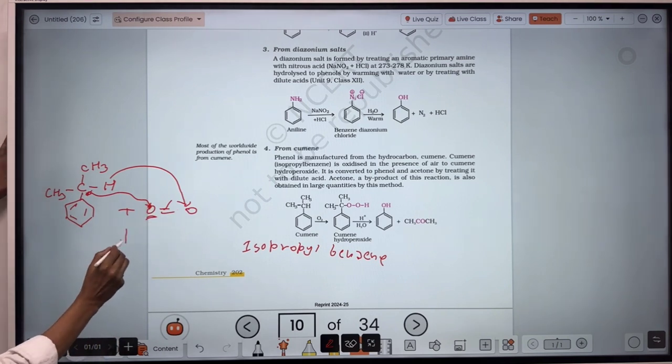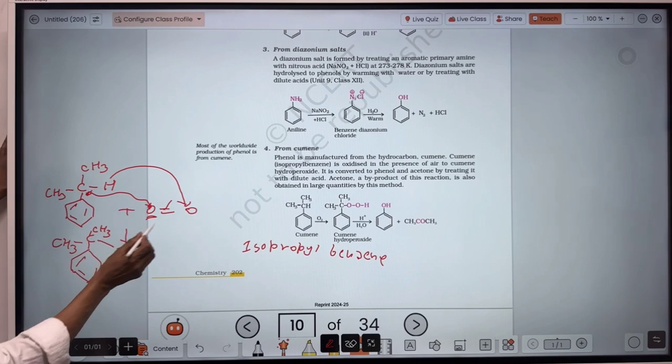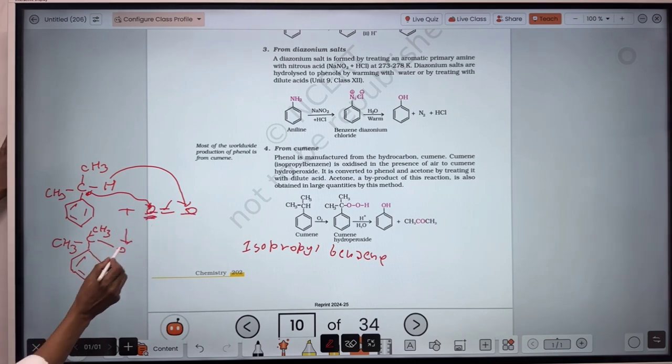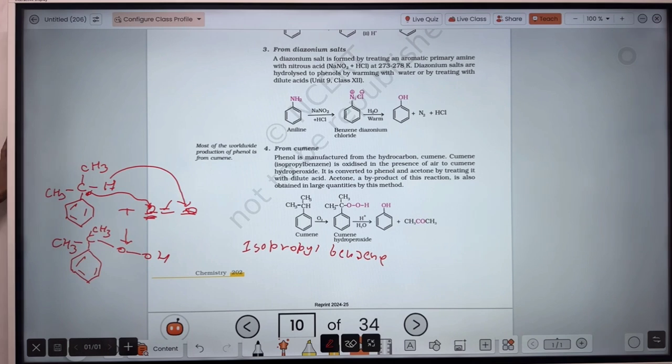So how will the structure be? Here benzene, carbon here, CH3, this CH3, here will be oxygen, this oxygen is bonded to this oxygen, and this oxygen is bonded to this hydrogen, so this one. How do we write the IUPAC name of this compound?